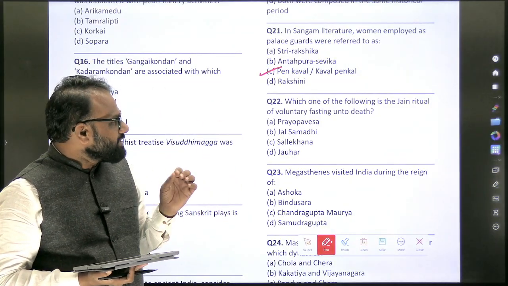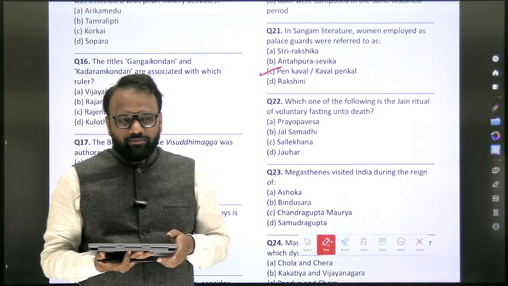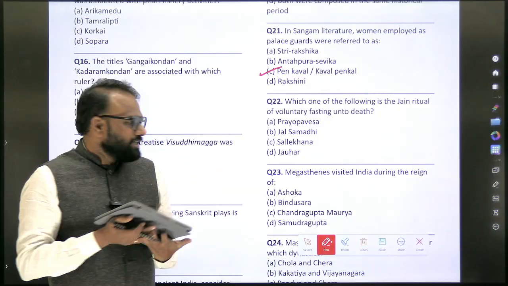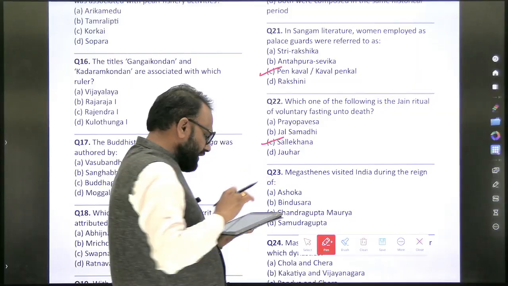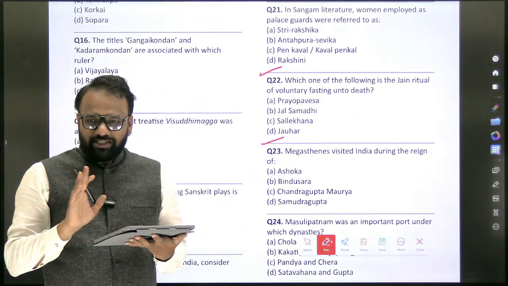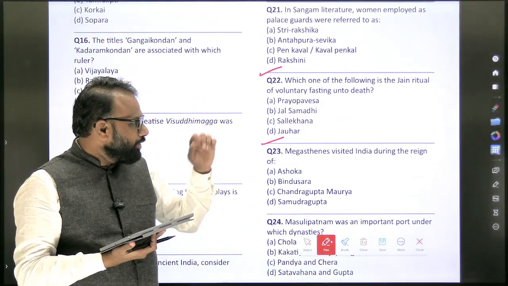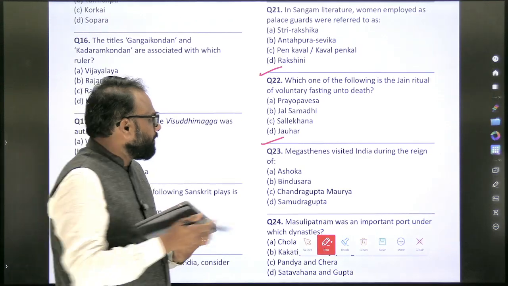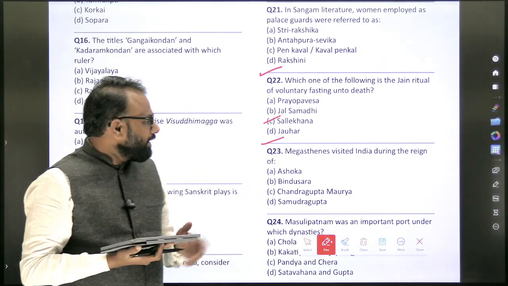Which one of the following is the Jain ritual of voluntary fasting unto death? Yes, Salekhana. It is also known by an alternative name. What is it? Santara. Okay, Santara. So this can be attributed to which question? Vattakirtal. Okay, if you look at the options.